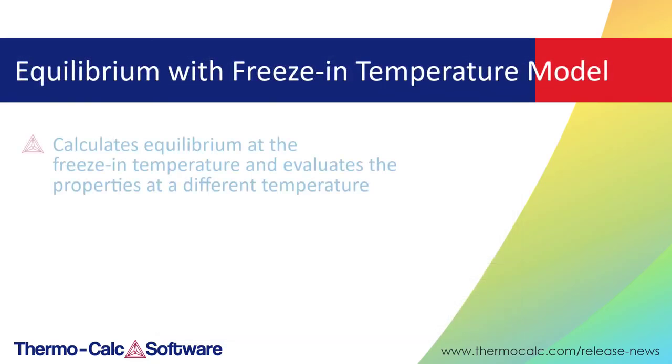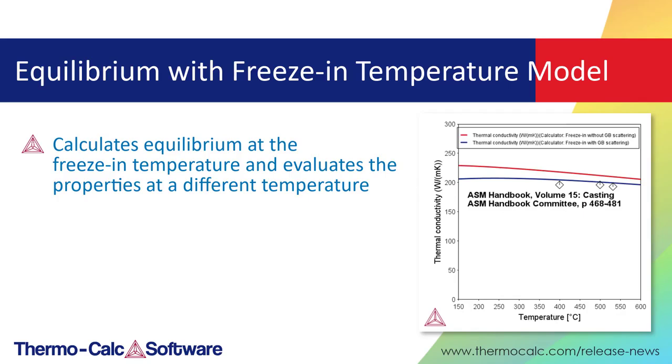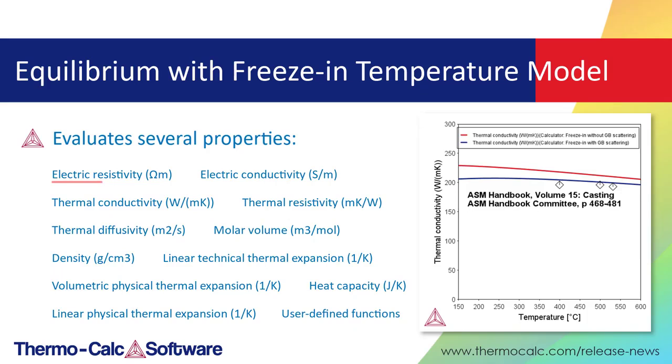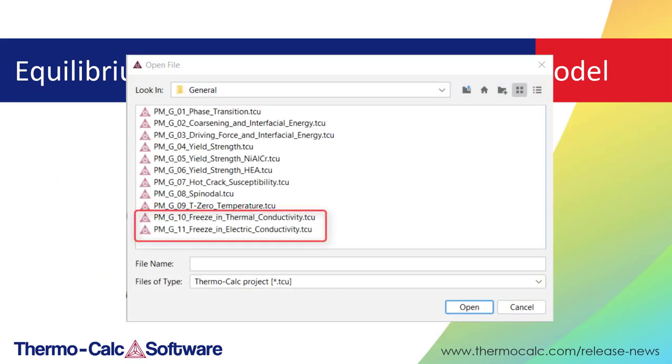The equilibrium with freeze-in temperature property model calculates equilibrium at the freeze-in temperature and evaluates the properties at a different temperature. The model can evaluate several properties such as electrical resistivity, electrical conductivity, thermal conductivity, and others, as shown on the screen. 2 examples are included in this release demonstrating the new model: example PMG10, freeze in thermal conductivity, and example PMG11, freeze in electric conductivity.